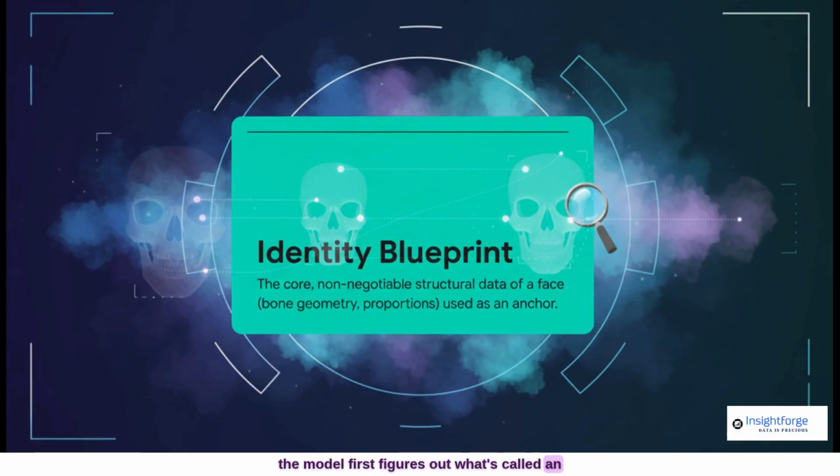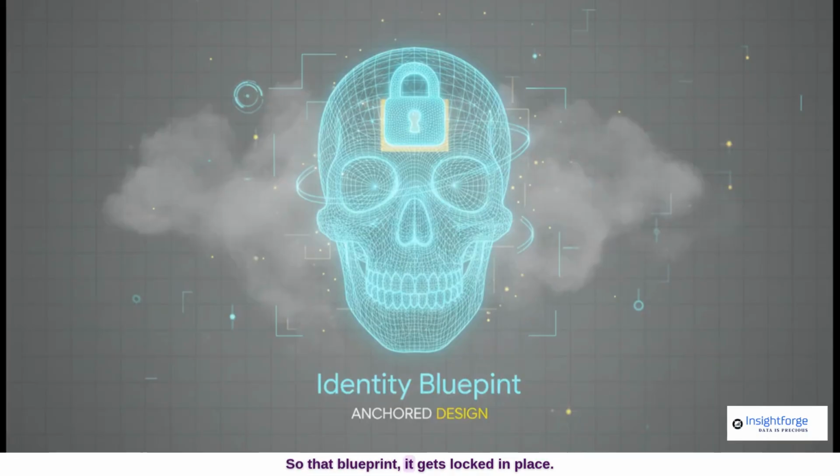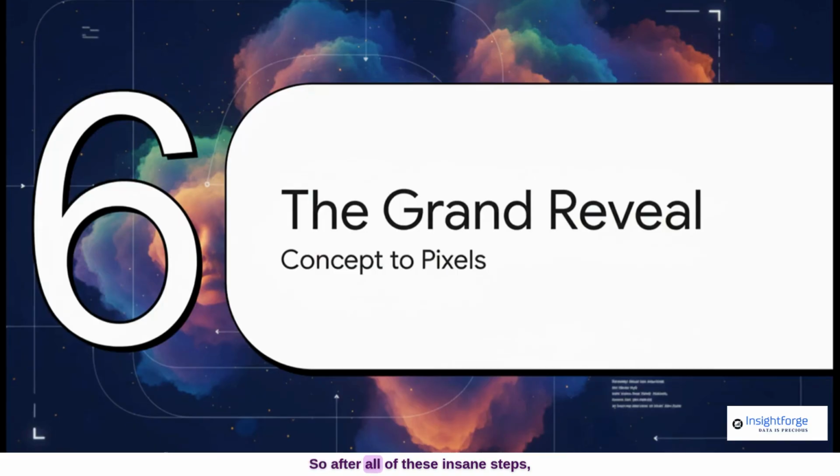And to make sure a person still looks like them, even in a different style, the model first figures out what's called an identity blueprint. This is the core, unchangeable stuff about their face, the bone structure, the proportions, basically all the things that make you look like you. So that blueprint gets locked in place. It's the anchor. And then the new style, whether it's an anime character or a clay sculpture, gets carefully mapped around that unchangeable structure. And that's how it makes sure a person's identity is perfectly preserved.